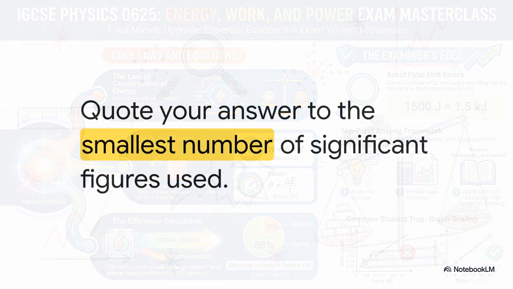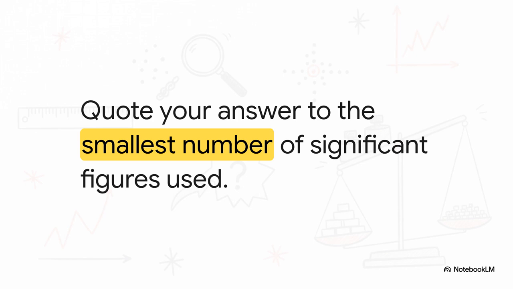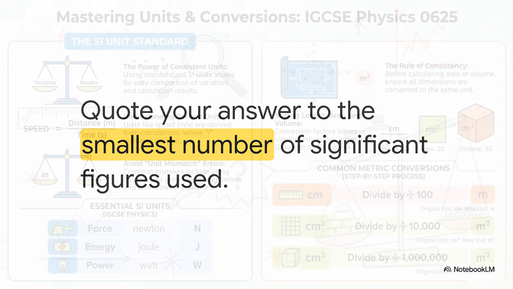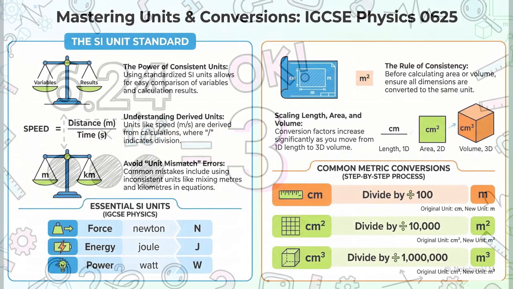It's impossible. So if you multiply a value with 2 significant figures by a value with 5 significant figures, your final answer absolutely must be quoted to 2 significant figures. But wait, what if they throw standard notation at you? Don't panic. It's actually super straightforward.